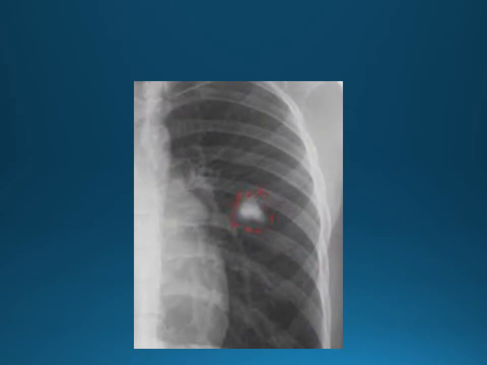Now this is the Ghon focus, you can see. So what is this Ghon focus? There are two types of tuberculosis, primary tuberculosis and secondary tuberculosis. Primary tuberculosis occurs usually in children, where there is formation of the Ghon focus, a fibrotic calcified nodule. In the X-ray you can see this fibrotic calcified nodule, and when there is also hilar lymphadenopathy, it is known as the primary complex.